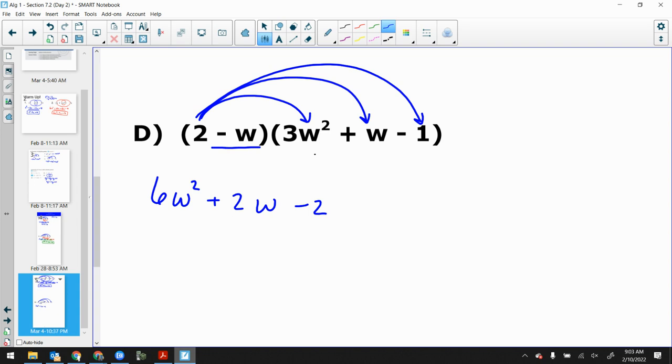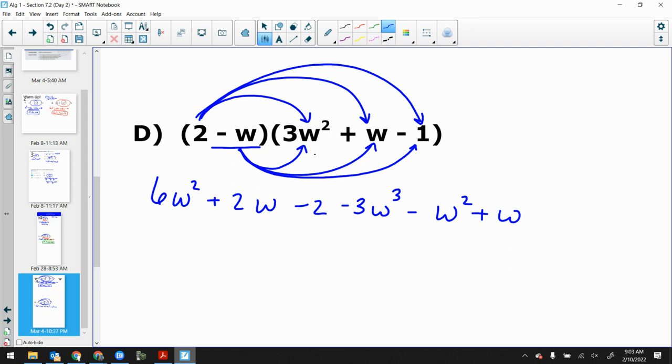And then I'm going to distribute in the negative w. Watch out. Again, this is a negative w. Negative w times 3w squared is a negative 3w to the third. Watch out. W times w squared is w to the third. Negative w times positive w. That does not cancel. Negative w times positive w is a negative w squared. It does not cancel. I'm multiplying, not adding. Negative w times negative 1, a negative and a negative make a positive w.